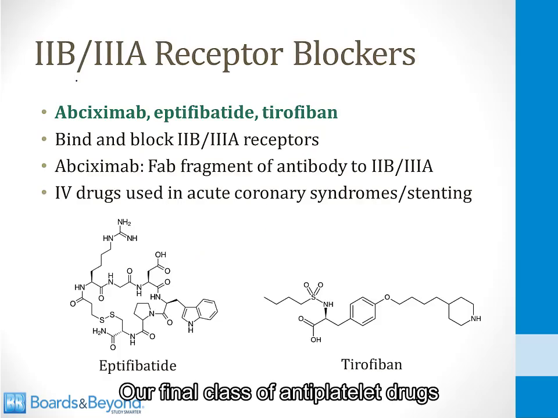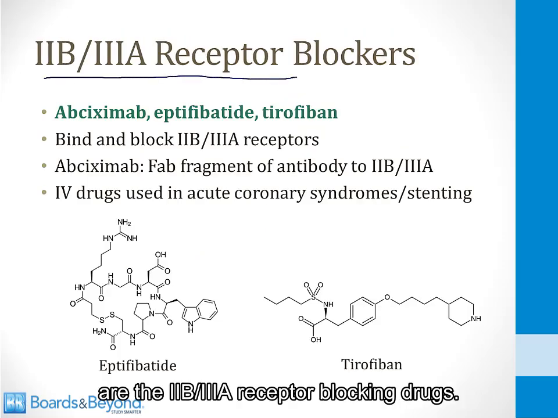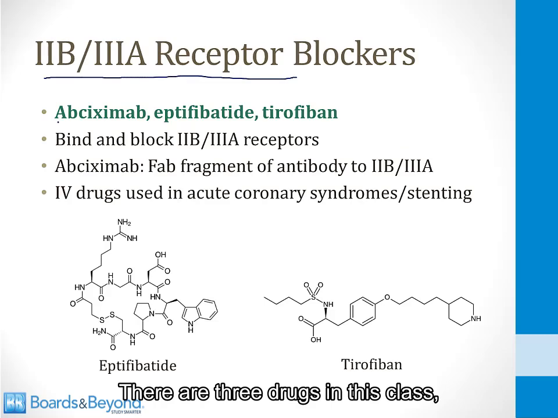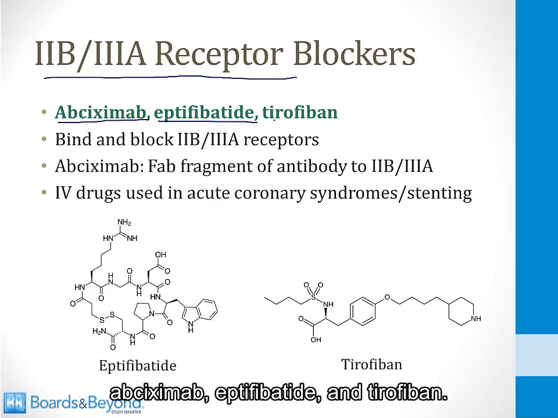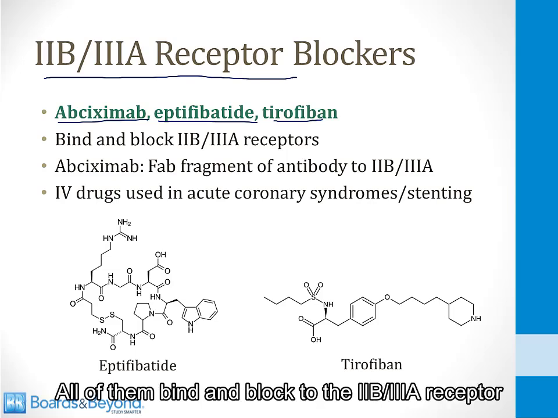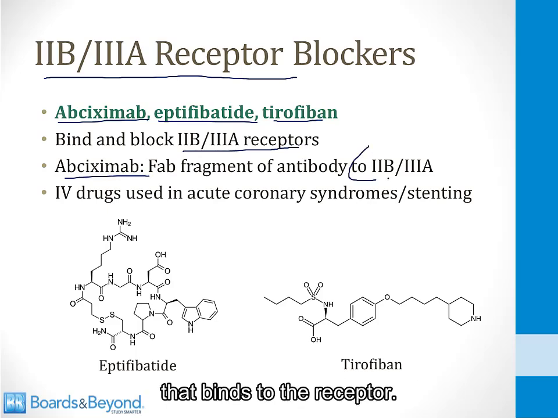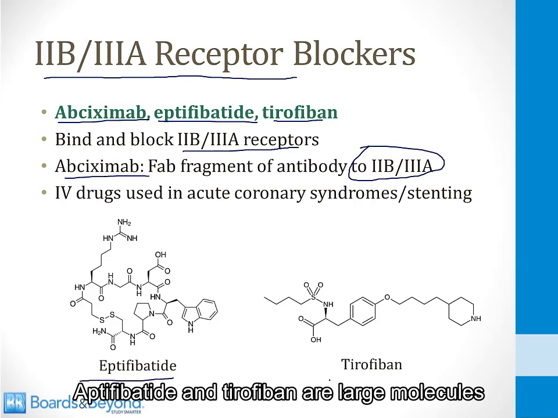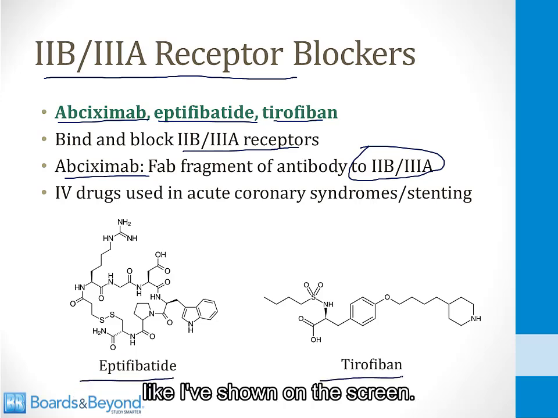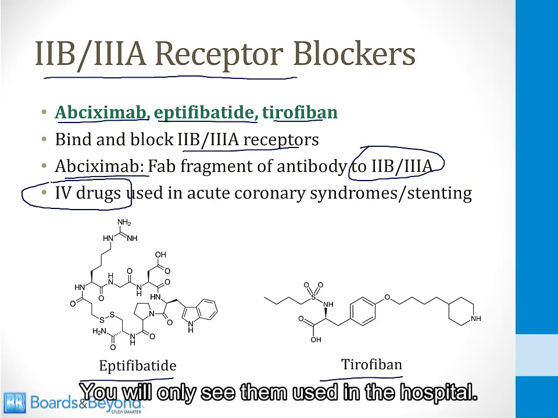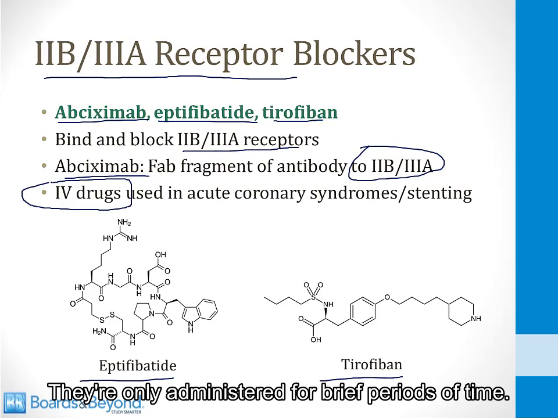Our final class of antiplatelet drugs are the 2B3A receptor blocking drugs. There are three drugs in this class: abciximab, eptifibatide, and tirofiban. All of them bind and block the 2B3A receptor on platelets. Abciximab is a fragment of an antibody that binds to the receptor. Eptifibatide and tirofiban are large molecules like I've shown on the screen. All of these drugs are IV drugs. You will only see them used in the hospital. They're only administered for brief periods of time.